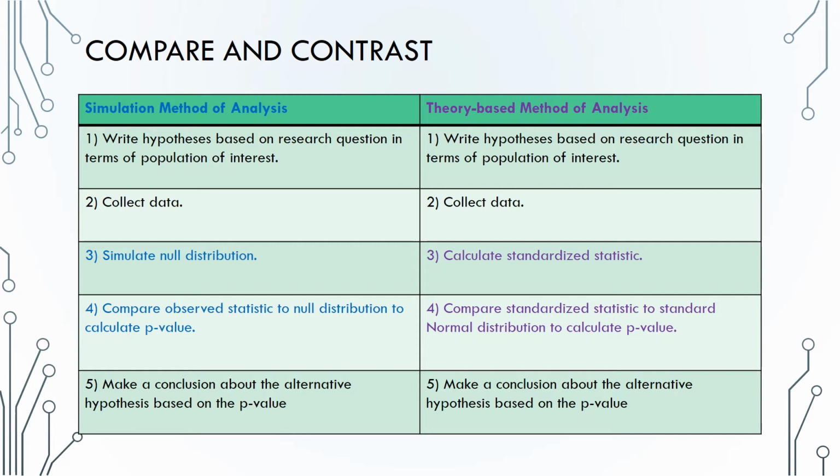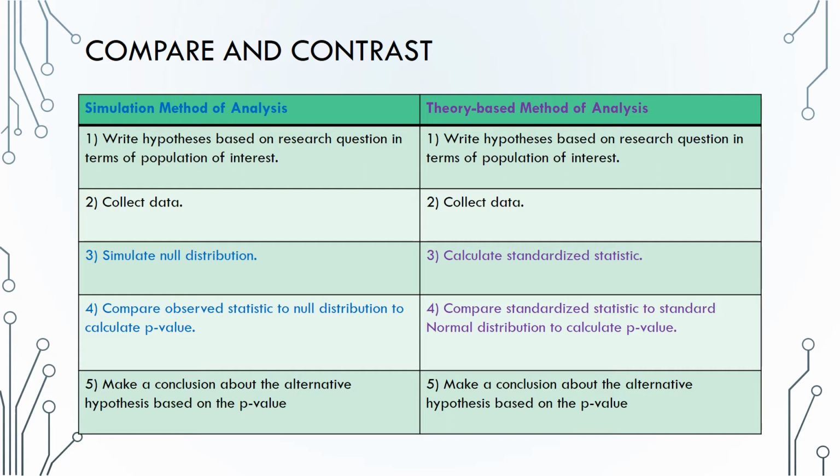The actual analysis does differ slightly. Recall in the simulation approach, we simulated the chance model, then compared our data to the simulation. This allowed us to see how likely or unlikely it would be to get our observed result if in fact the null hypothesis were correct, and allowed us to calculate our p-value. In the theory-based methods, we did not simulate anything. Instead, we calculate the standardized statistic and compare that to the standard normal distribution to get our p-value.